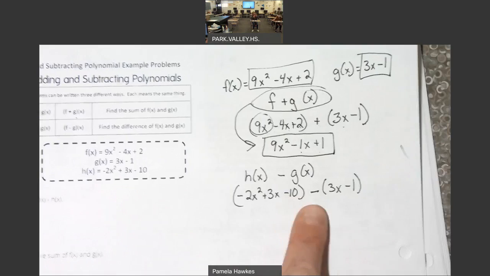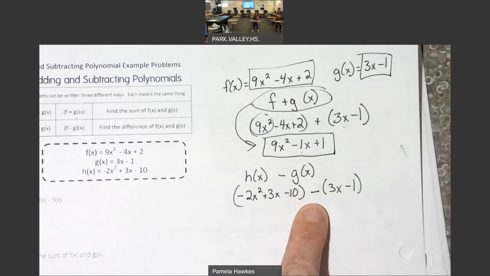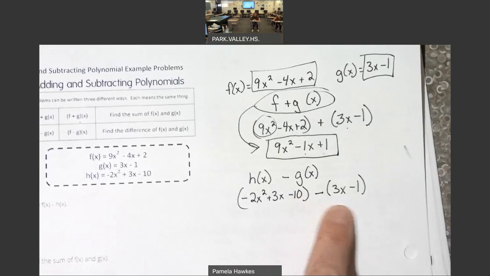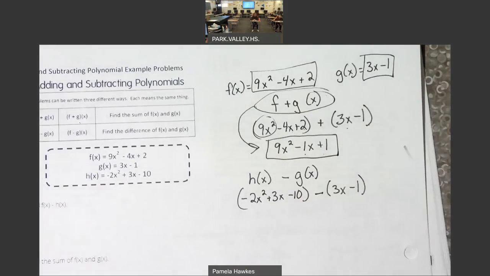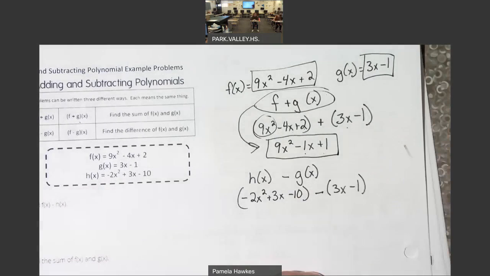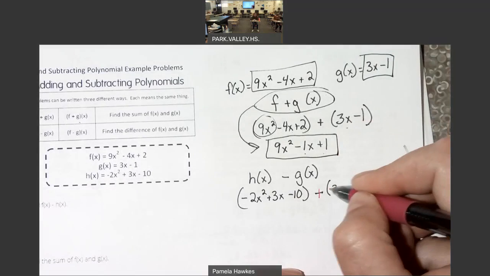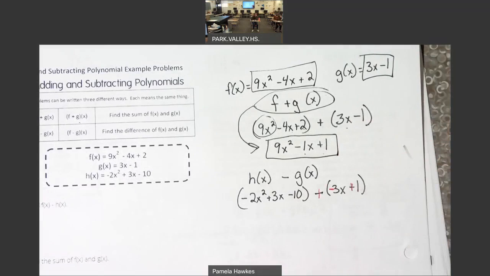Right? So what I'm going to do is take this negative and distribute it into this one. You okay with that? So I'm going to go like this. I'm going to take this negative 1 and distribute it in. So I'm going to make this a positive, this a negative, and this a positive. And then I'm going to add just like I did before.